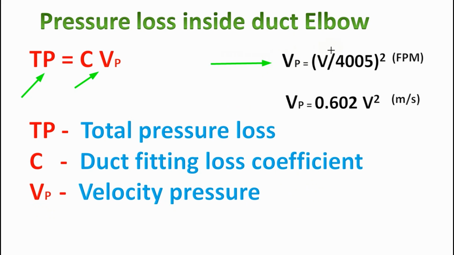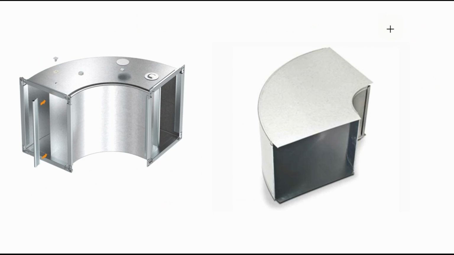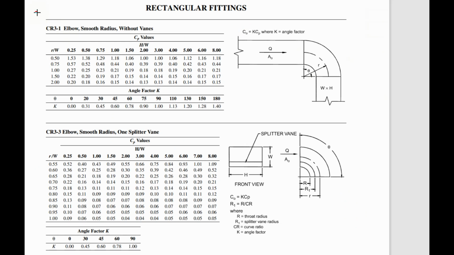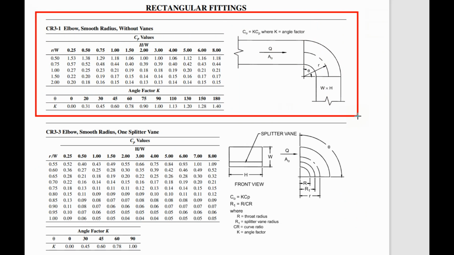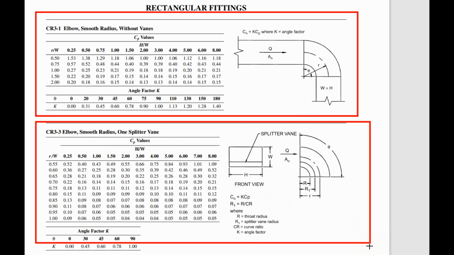We use this formula if the velocity is in fpm, and if the velocity is in meter per second, then we use this formula to calculate the velocity pressure. We use two types of elbow, one with vanes and the other without vanes. For a rectangular duct elbow without vanes, we will use this table to select the coefficient, and for an elbow with vanes, we will use this table.